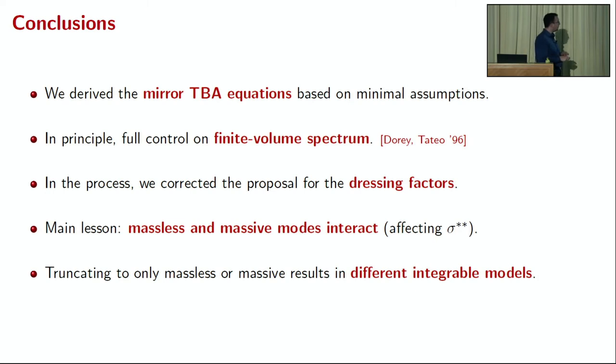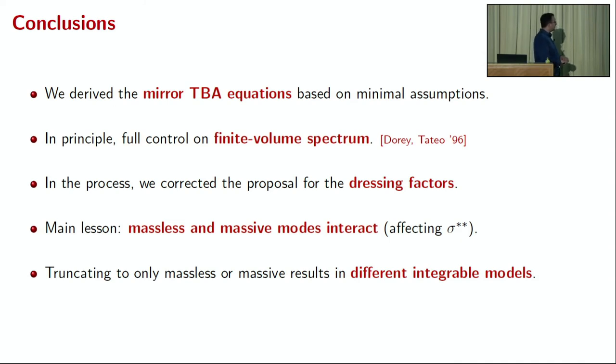The other interesting piece of information is that we had to change quite drastically the proposal for the dressing factors. And the new proposal has really some quite non-trivial interaction between massive and massless modes. So the dynamics of the scattering of massless modes has a BES phase. The BES is a phase that knows about massive things. It knows about double poles. It knows about having a lot of cuts inside the unit circle and so on and so forth. And you cannot do without, we think.